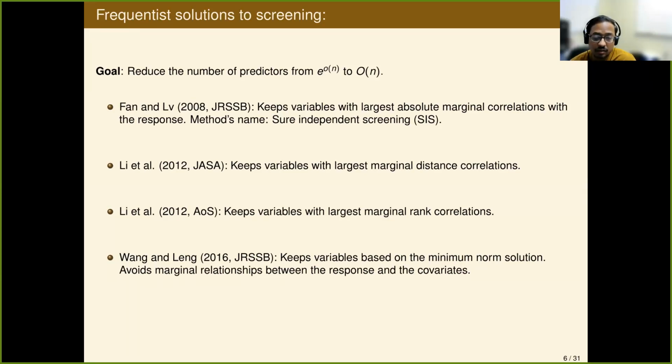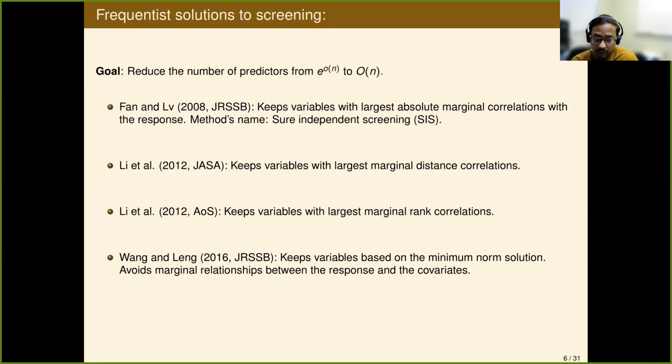We minimize the least squares error subject to a norm constraint, so that there are many solutions. The one with the smallest norm creates an ordering of the variables that can be proved to be screening consistent, that is, it keeps the important variables at the top with probability tending to 1.